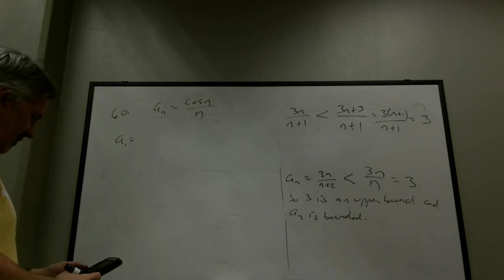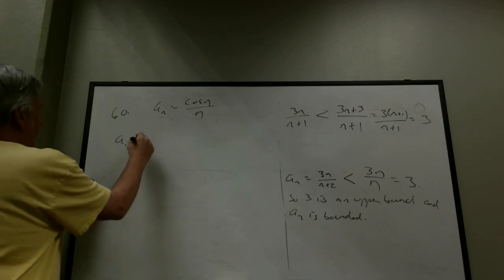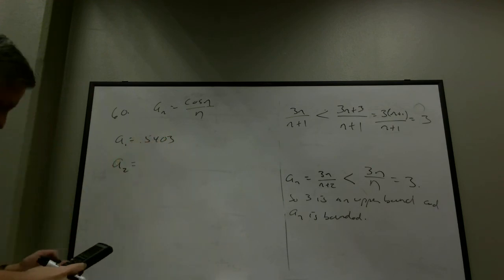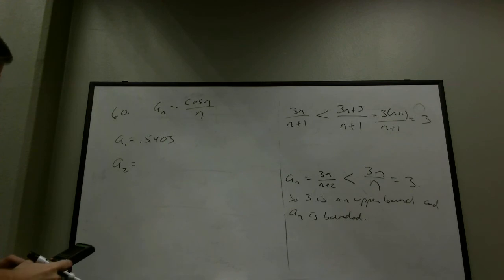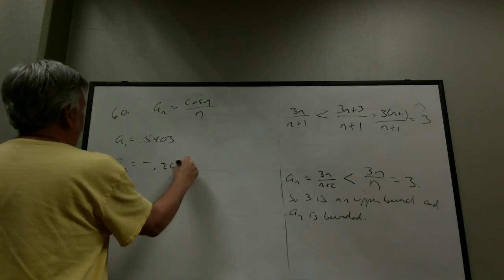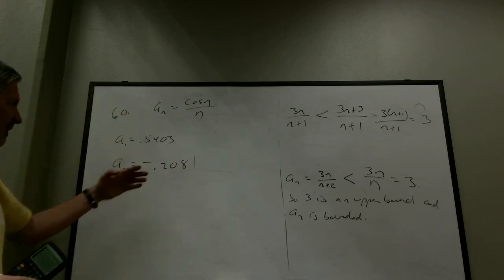I am in radian mode. If I do cosine of 1 over 1, I get about 0.5403. a_2 is cosine of 2 over 2. I get negative 0.2081. Right? So it looks like I'm getting smaller here.